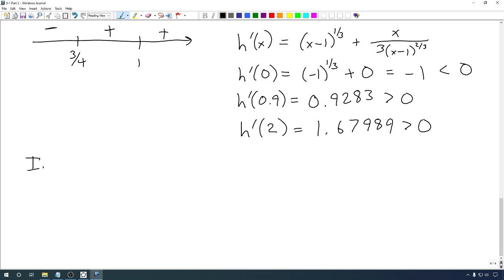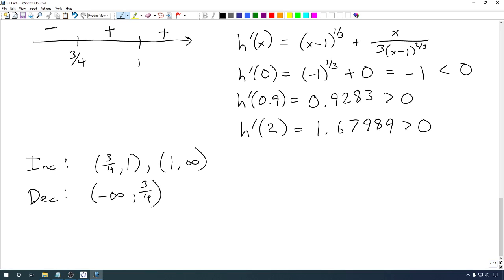That means I could write my answer as increasing on 3/4 to 1 and from 1 to infinity, and it's decreasing from negative infinity to 3/4. Now, you might be wondering here, if it's increasing from 3/4 to 1 and increasing from 1 to infinity, why can't I just say it's increasing from 3/4 to infinity? Well, it's sometimes possible to combine intervals like that when they're next to each other, but we can't assume that we can always do that.